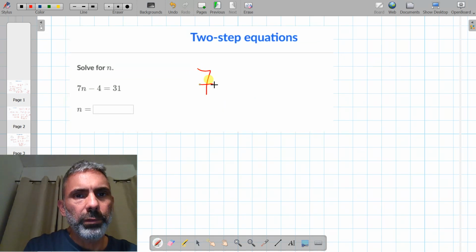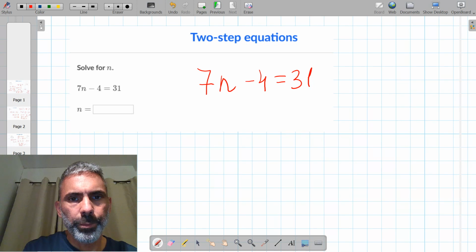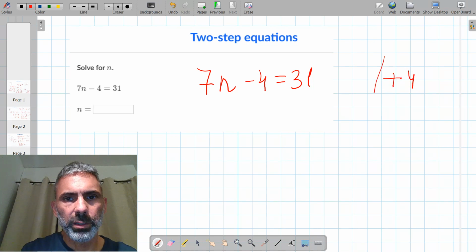Okay, 7n minus 4 equals 31. The first step is I want to be left with just the 7n on the left hand side of the equation, so I need to add 4 to both sides of the equation to cancel this.